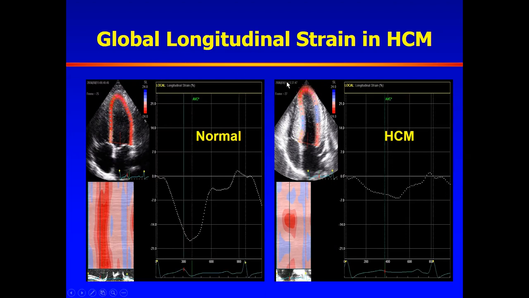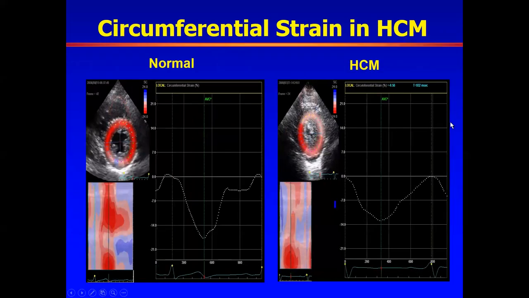I would say it is much more consistent to see reduced global longitudinal strain in HCM than other types of strain. This is a case showing circumferential strain, and again, a normal subject and HCM subject. The example I chose is showing you a better performance for the normal compared to the HCM. Having said that, there are many individuals that have normal circumferential strain, and you are only able to uncover abnormal systolic performance during exercise, where you see a good increment in the normal subject, but not in the patient with hypertrophic cardiomyopathy, to the extent that these measurements can determine exercise performance.